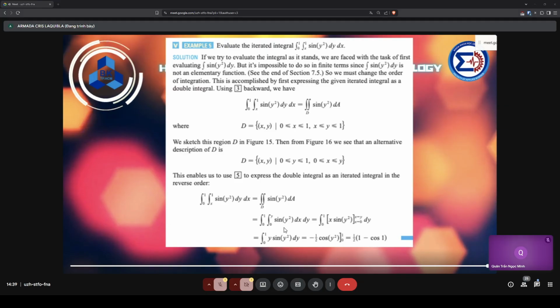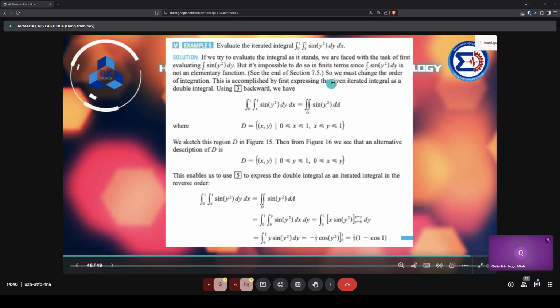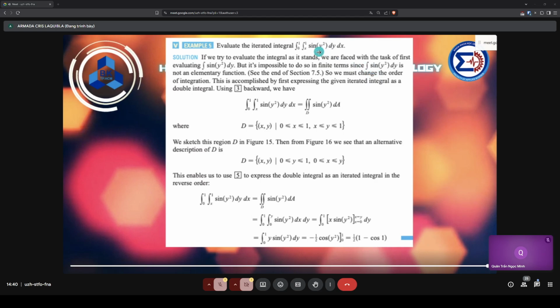Okay, by the way class, do you know why they change it? They change it class because it's impossible to do in finite terms. We have there sine of y squared. How to integrate that in terms of y? We have here dy. So you have to integrate that in terms of y.